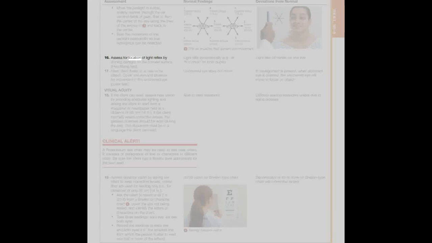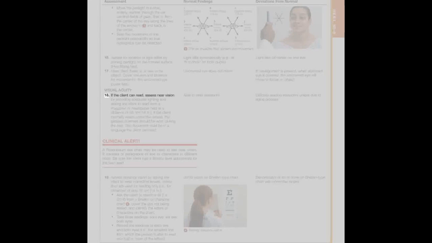Step 16. Assess the location of the light reflex by shining a penlight on the corneal surface, the Hirschberg test. Normal: light falls symmetrically, for example at 6 o'clock on both pupils. Abnormal: light falls off-center on one eye. Step 17. Have the client fixate on a near or far object. Cover one eye and observe for movement in the uncovered eye, the cover test. Normal: the uncovered eye does not move. If misalignment is present, when the dominant eye is covered, the uncovered eye will move to focus on the object.